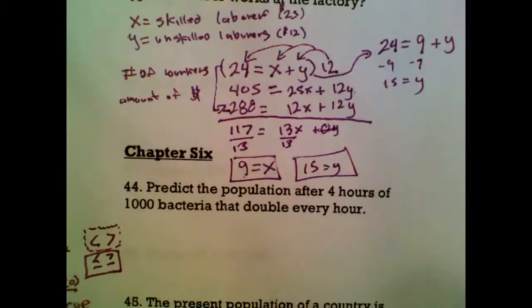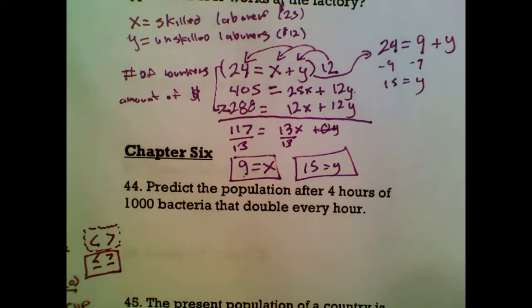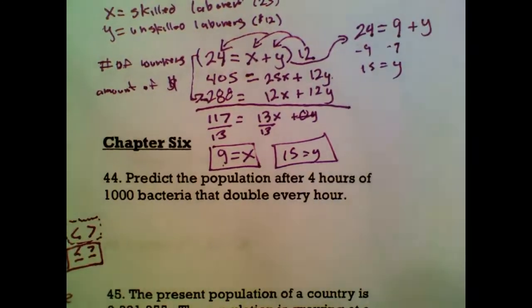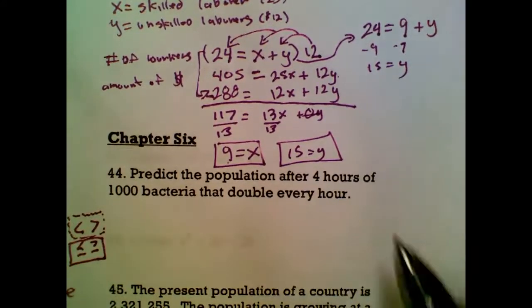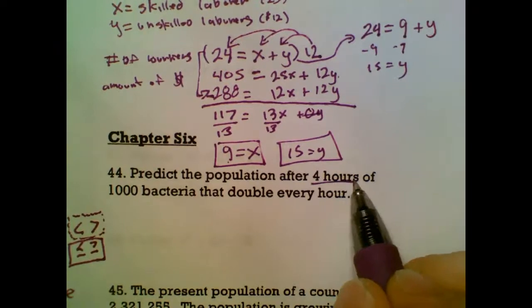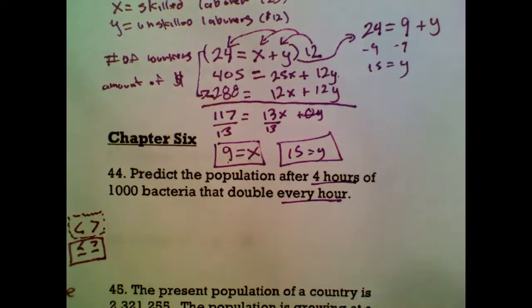Okay, moving on to chapter 6. I think we go back to chapter 5 later. Chapter 6 is all about exponential growth and decay. So here we need to predict the population after 4 hours of 1,000 bacteria that doubles every hour. So we have 4 durations, and it doubles every 1 hour.